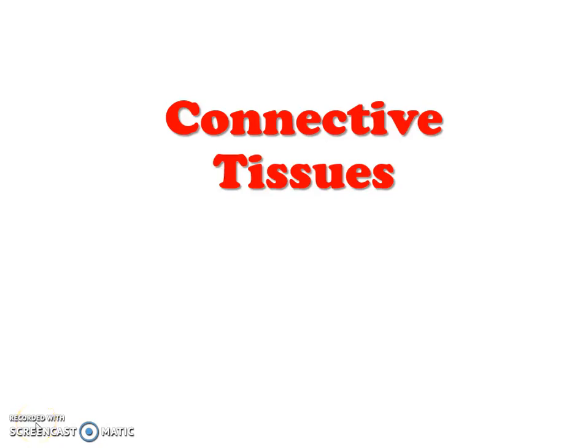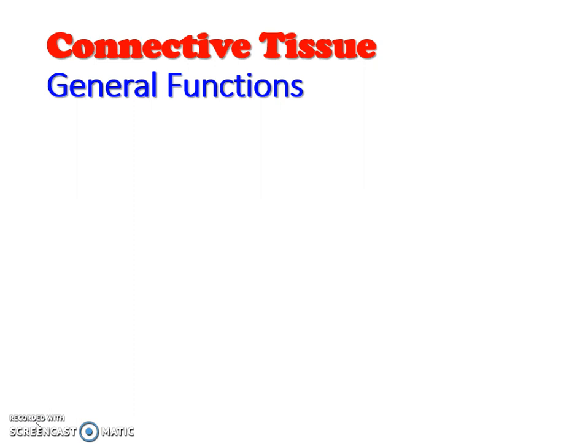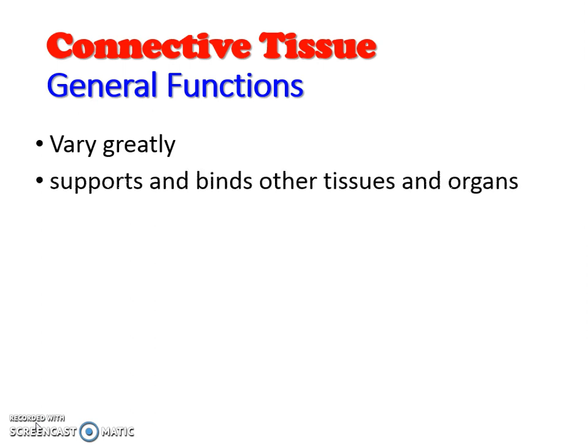The next type of tissues are connective tissues. And we will go into pretty good depth into the different types of connective tissues. Generally, what do we use connective tissues for? Well, it's going to depend. There are many different types of connective tissues, and they do a lot of very different things. In general, we can say that connective tissues are going to support and bind other tissues and organs together.